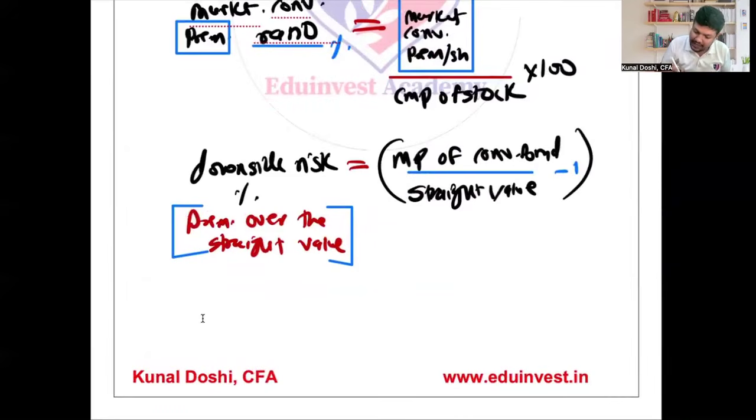What is the downside risk in this bond? Downside risk is the risk that the bond's value, the lowest you will get, is the straight value. There is no risk below that, right? The bond will at least fetch you this. So what is the price of the bond? Let's say you bought the bond here.